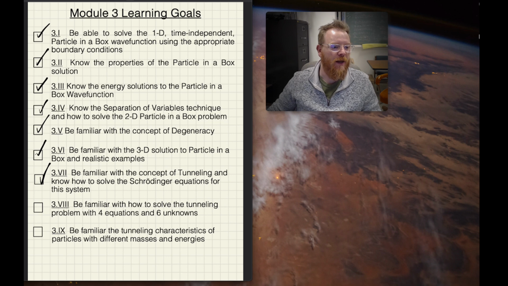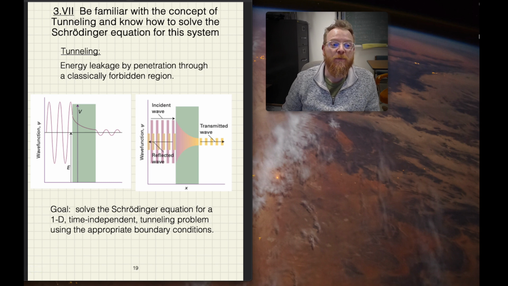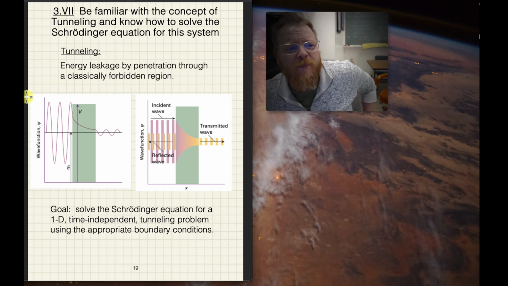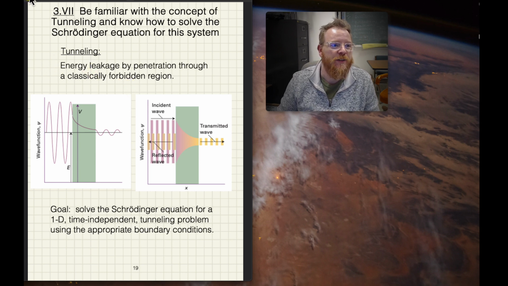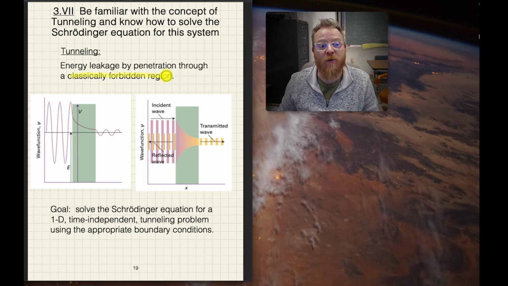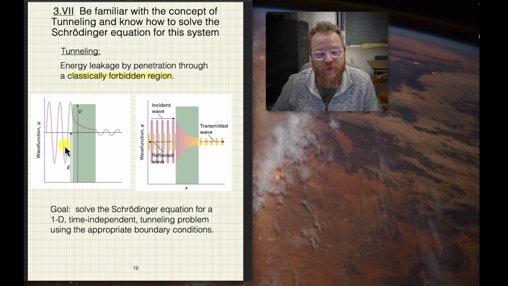So let's find the slide all the way down here at the end. Okay, so by definition, tunneling is known as energy leakage by penetration through a classically forbidden region. So let's highlight that, through a classically forbidden region. So this picture here on the left is the standing wave approximation.